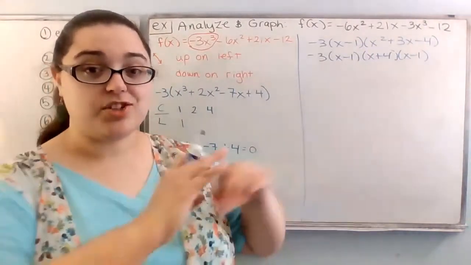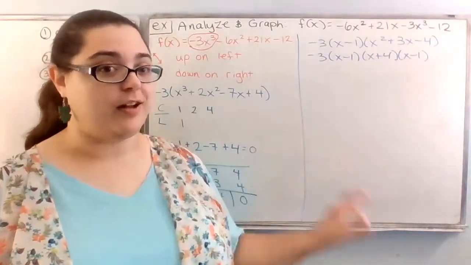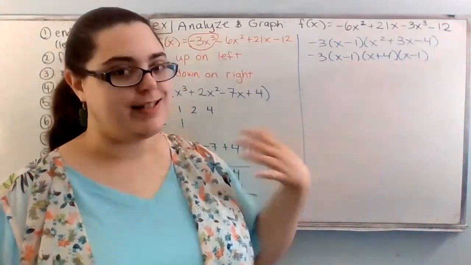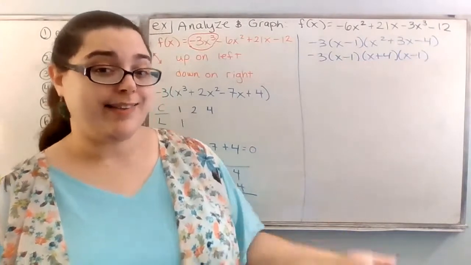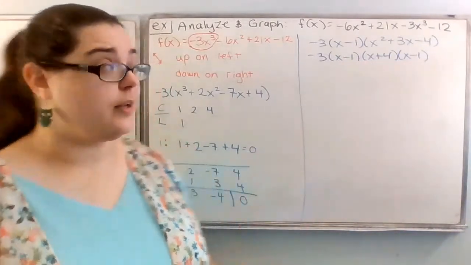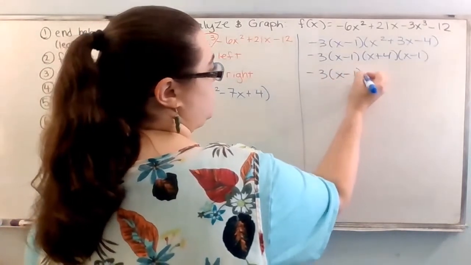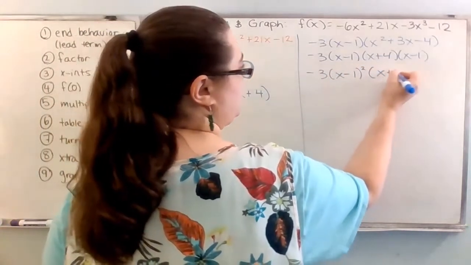Now, lastly, just to finish this off and make it look nice, I'm going to group my common factors together because I see x minus 1 happens twice. And that's going to be important when we get to multiplicity. So I'm going to rewrite this as negative 3 (x minus 1) squared (x plus 4).